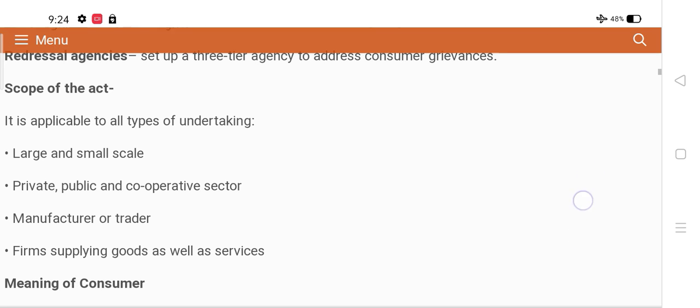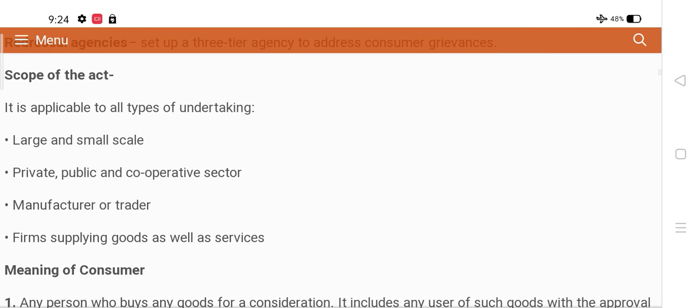What was the scope of the Act? First, the Consumer Protection Act is applicable to all types of undertakings, whether it is a large scale company or a small scale company. Everywhere the Consumer Protection Act is applicable. Then it is also applicable to the private, public and cooperative sector. It is also applicable to the manufacturer or trader, and to the firm supplying goods as well as services.